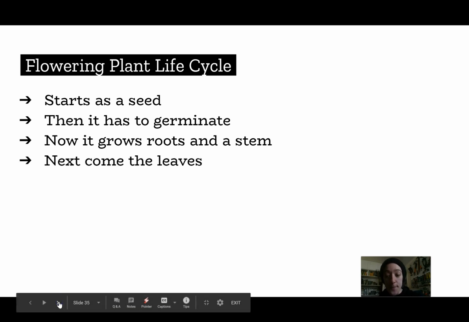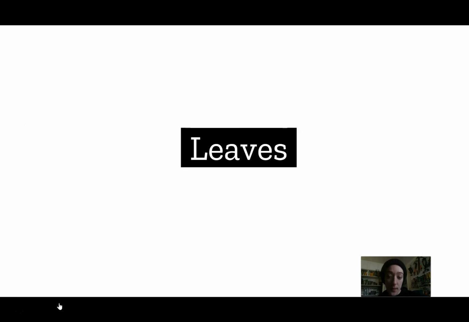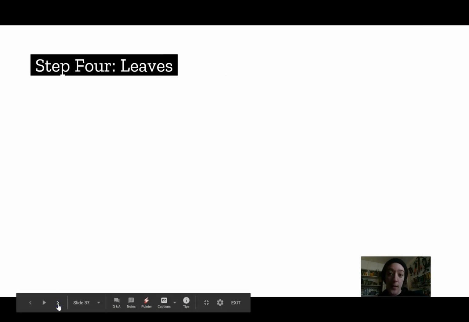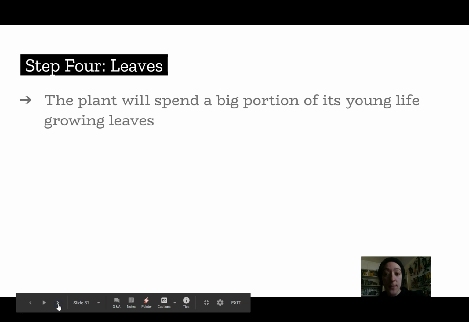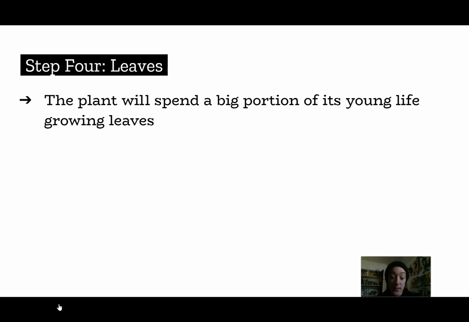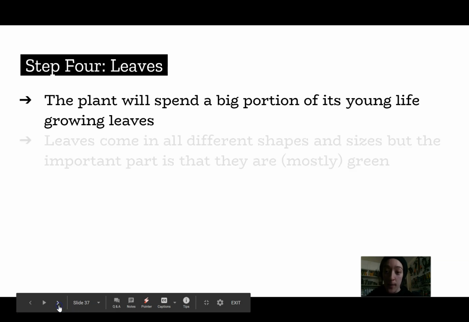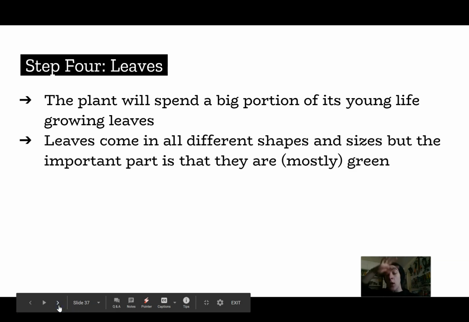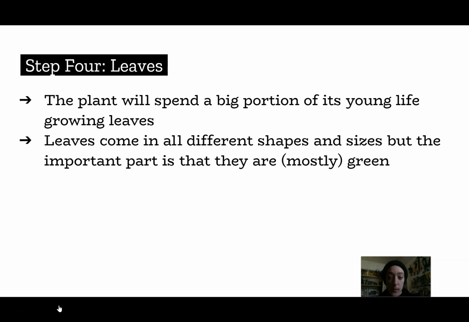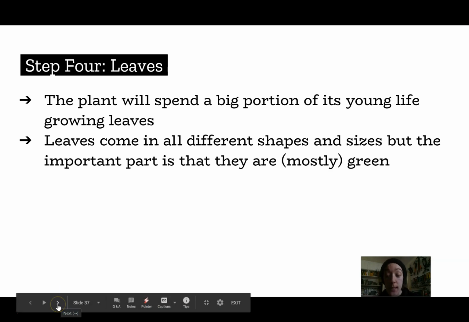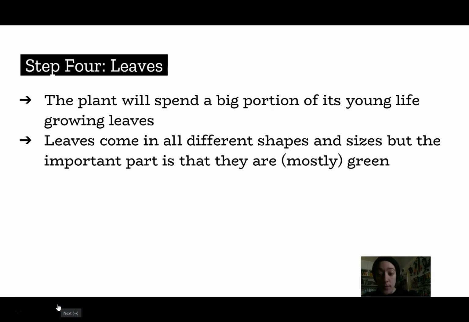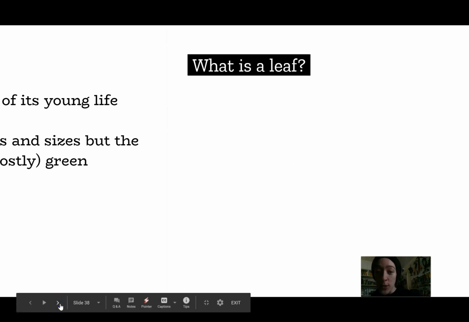are the leaves. So step 4, a plant grows leaves. And the plant's going to spend a big portion of its young life just growing leaves. Okay, we call this the vegetation state, or veg state, veg mode. Right? So leaves come in all different shapes and sizes, but the important part is that they are mostly green and mostly flat. Right? So there's a reason for that, and we'll get into that in just a second.